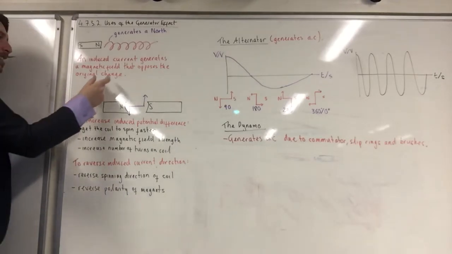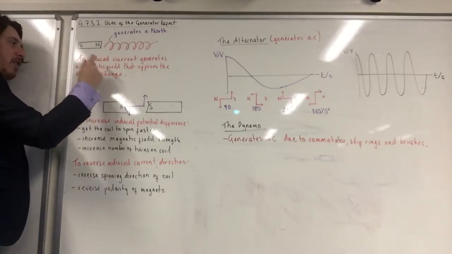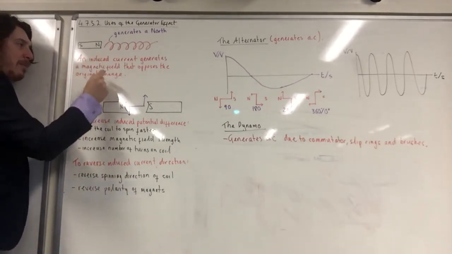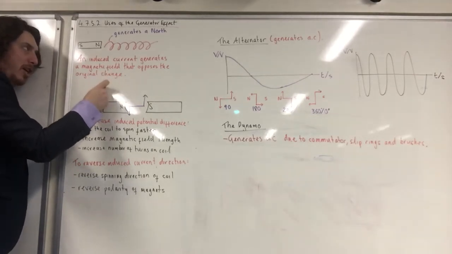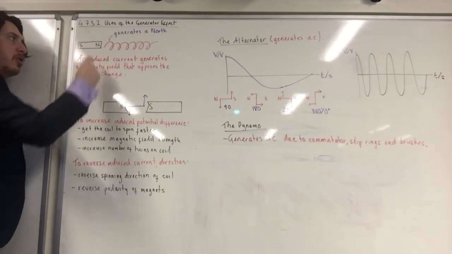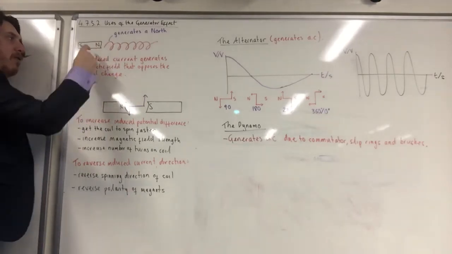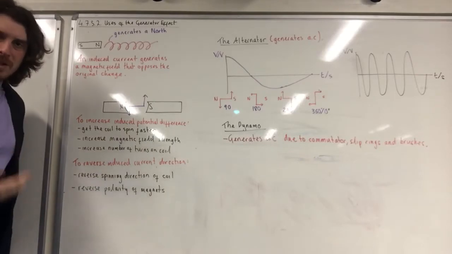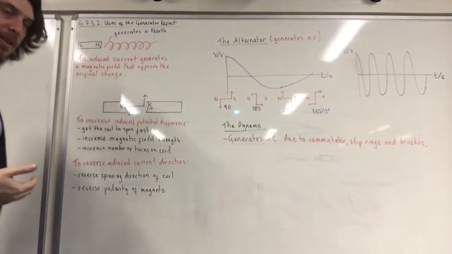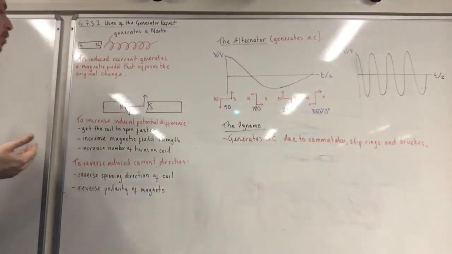The key sentence for this is, if there's an induced current, it generates a magnetic field that will always oppose the original change. It will always oppose it. So that will make the north. If you put the south, that would make the south. When you do A-level, this is known as Lenz's law. I have made a Lenz's law video for those who want more detail.